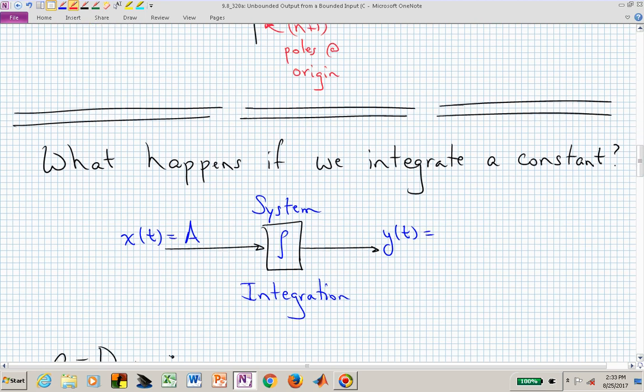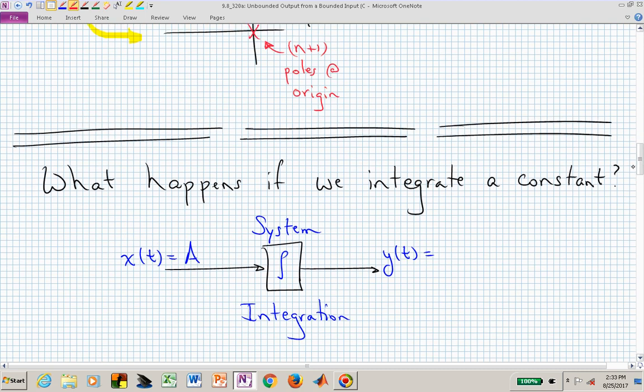What happens if we integrate a constant? In the time domain, here's our time domain block diagram. We have an input that's just a constant. Let's say it's A, and our system now is a pure integrator. Whatever comes in, we simply integrate it. What's y of t? And this you should actually remember from calculus. What happens when we integrate A? Well, now we obtain At.